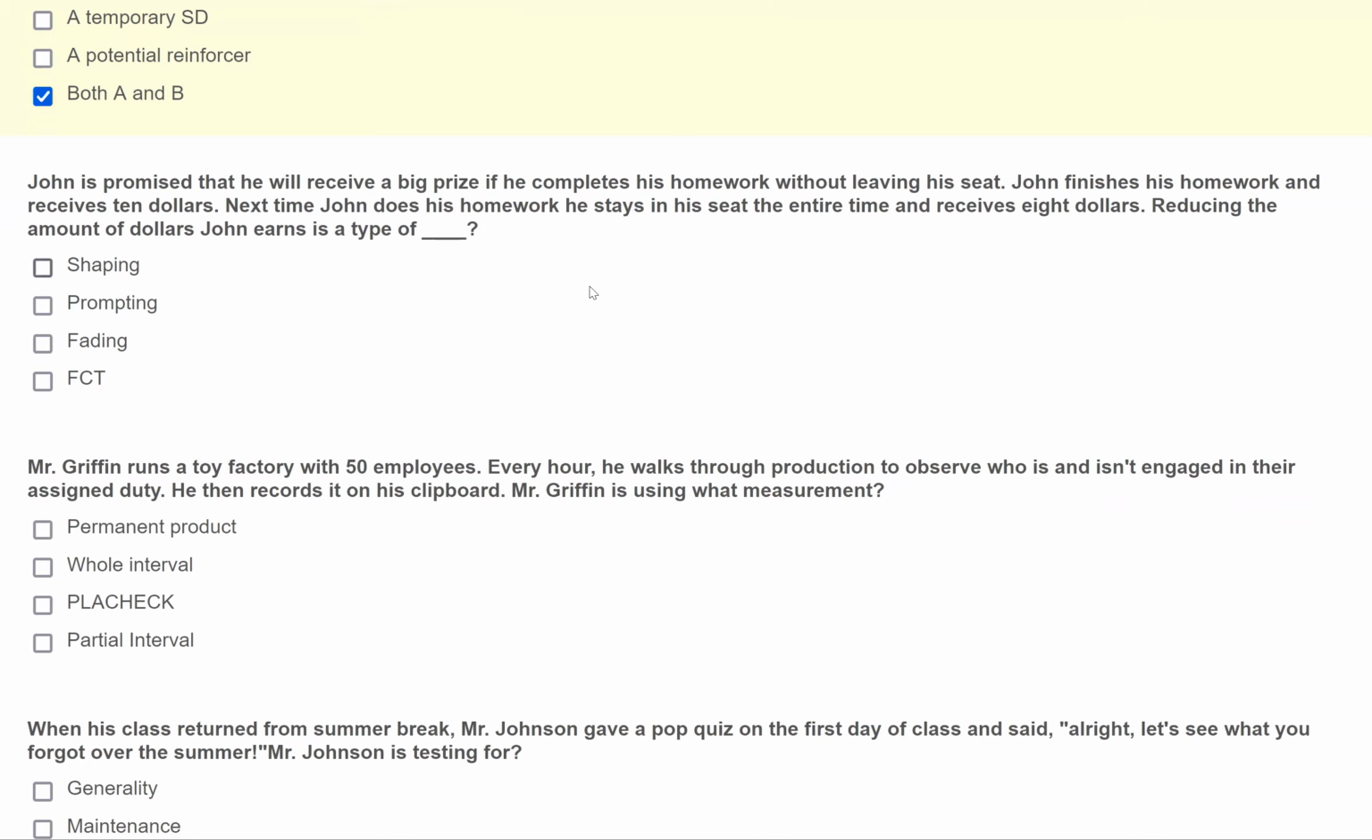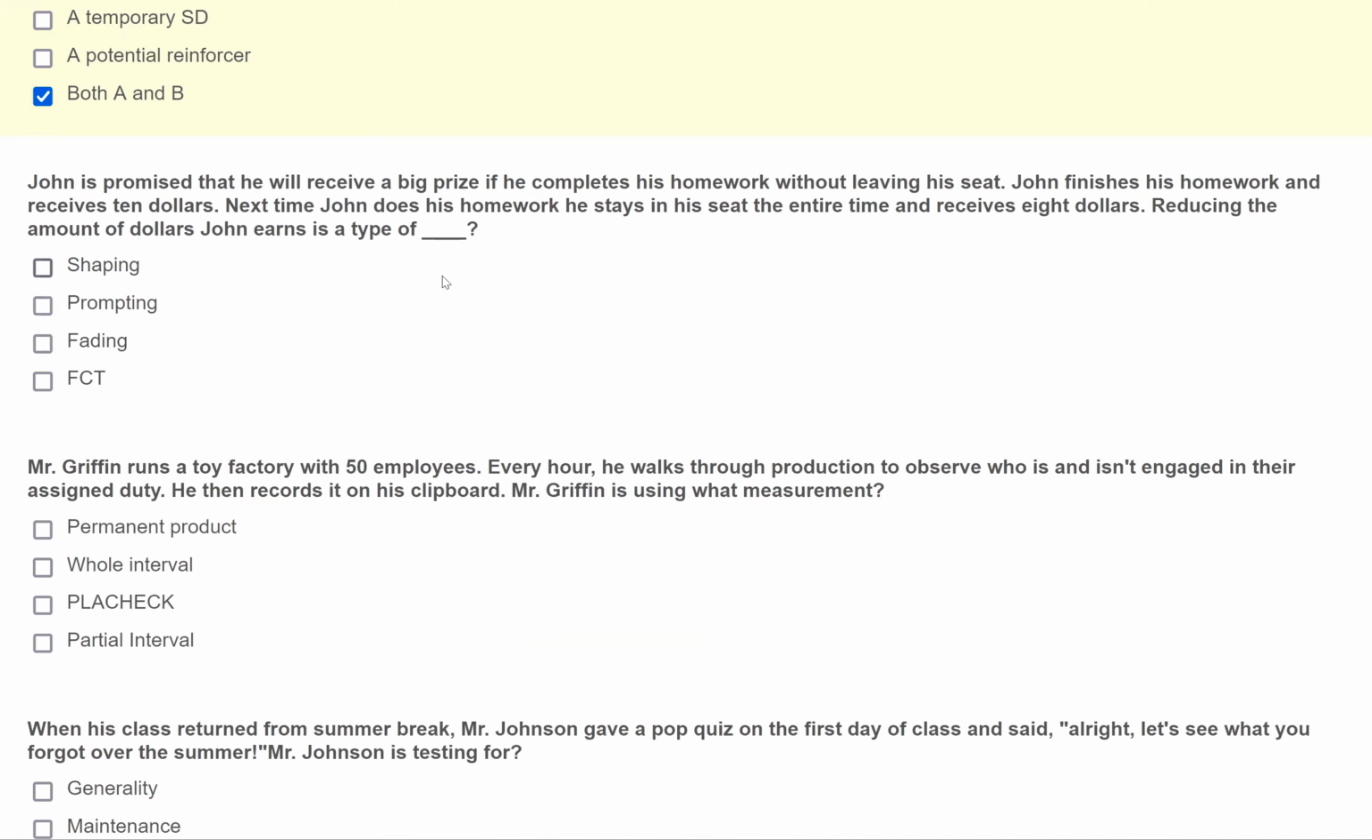Now, what do we know about the dollars and their effect on John's behavior? Well, we know at first, John was told, if you do your homework without leaving your seat, then you get $10. And he successfully did that. Next time John did his homework, he stayed in his seat the entire time. So we added this dollar or this money, which is positive. It increased John's behavior. It's reinforcement. So we know some sort of reinforcement. Next time, however, he only received $8. So the amount of reinforcement given is being reduced.